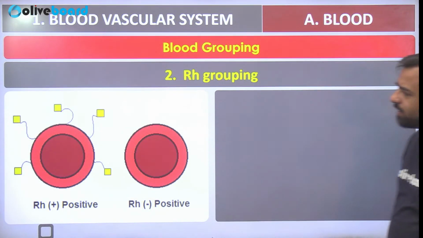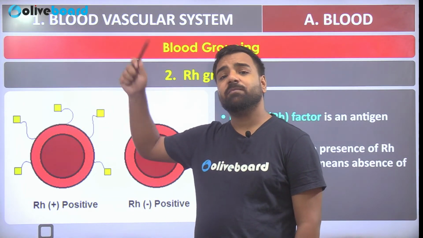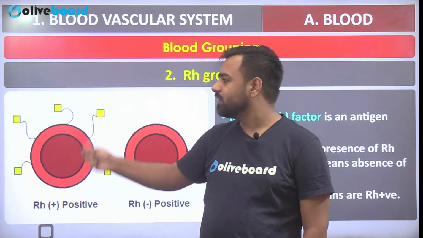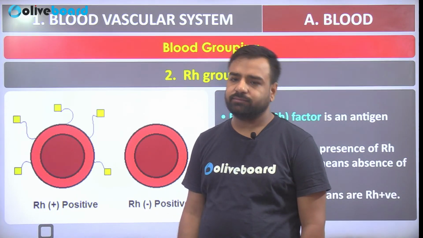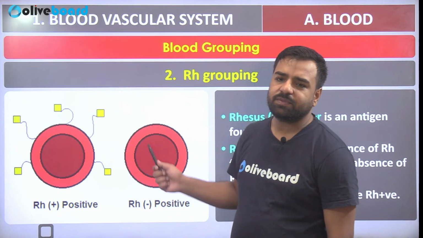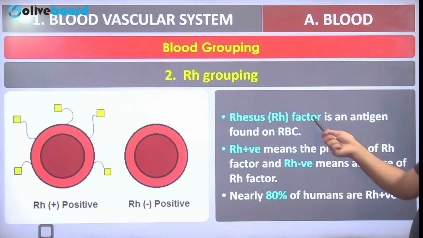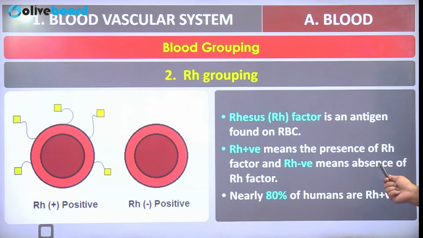Now Rh grouping. So what was positive and negative? These were the proteins that were present in the monkey category, that was rhesus macaca. If this protein is present, obviously the person will be positive. If this protein is absent on the RBC, then negative. That's what is mentioned here. Rhesus, that is Rh factor, is an antigen found on RBC. Rh positive means the presence of Rh factor. Rh negative means the absence of Rh factor.